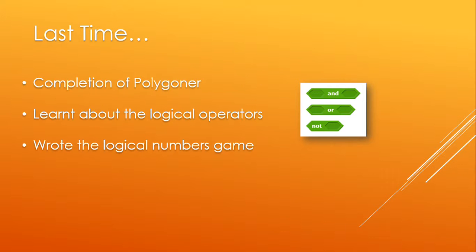If you can remember, last time we looked at the completion of Polygoner, basically the drawing program which could iterate through a whole lot of shapes and make a pattern with it. We then learnt about the logical operators and, or, and not. Remember that AND means true if both sides of the expression are true. So, did you brush your teeth and rinse your mouth out? If both of those were yes, your answer will be yes. If either one is no, then the answer is no or false.